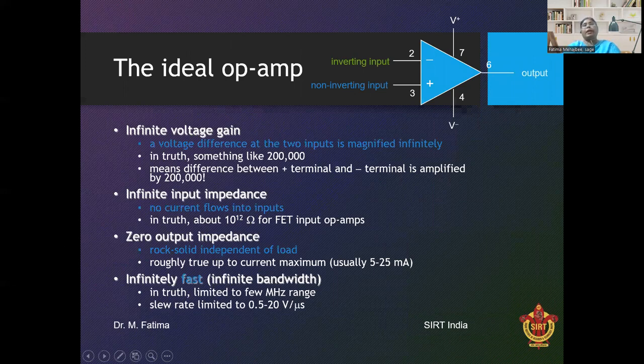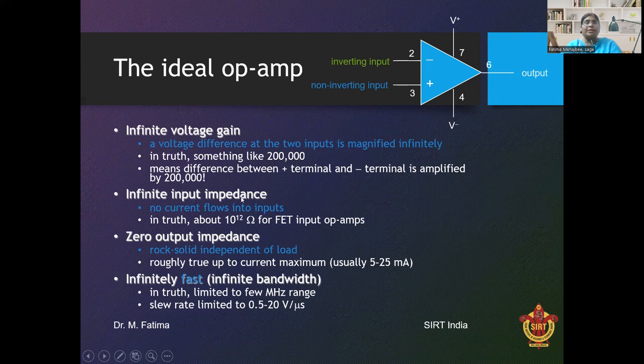Now come to the ideal operational amplifier. What are the parameters for the ideal operational amplifier? Ideal means what we expect from the operational amplifier. The voltage gain should be infinite for the ideal, but practically this is not possible. The voltage gain for the 741 IC is 2 into 10⁵.